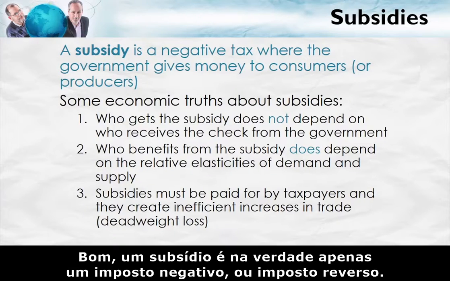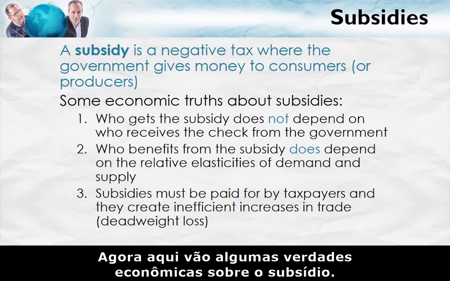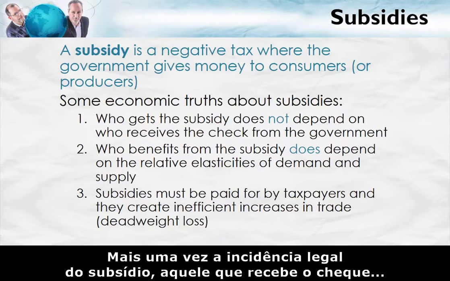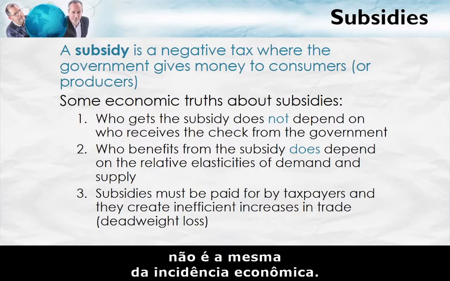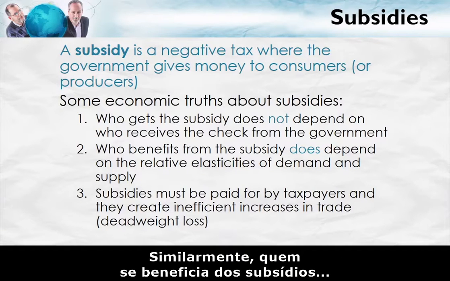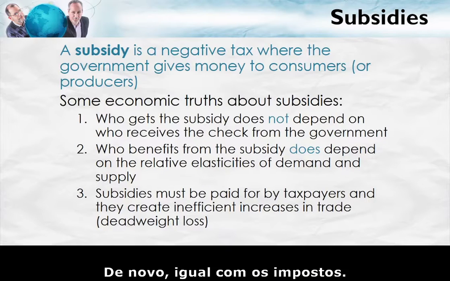Now, a subsidy is really just a negative or a reverse tax. Instead of taking money, the government gives money to consumers or producers. Now, here's some economic truths about subsidy. Who gets the subsidy does not depend on who receives the check from the government. Once again, the legal incidence of the subsidy, who gets the check, is not the same as the economic incidence. That should already be familiar from our discussion of taxes. Similarly, who benefits from the subsidy does depend on the relative elasticities of demand and supply. Again, just as with taxes.